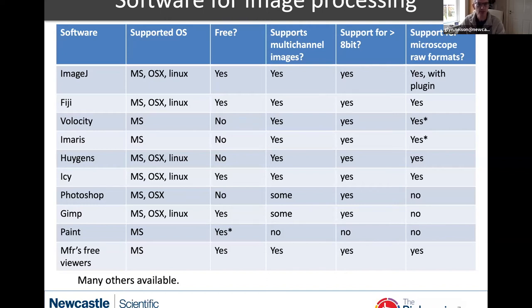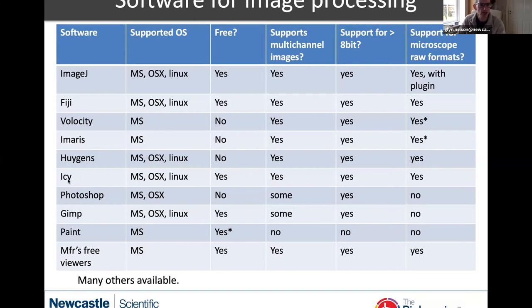We have some paid-for software that is licensed within the bioimaging unit and these can be used. And for some things, such as 3D rendering, they can often be better. So Velocity, MRS and Huygens are all paid-for pieces of software. And we do have licenses for these within the bioimaging unit, but a limited number. And as you can see, they all will do what we want to do with our microscope images.